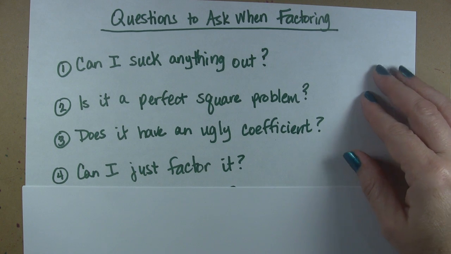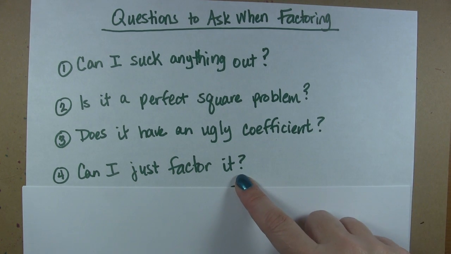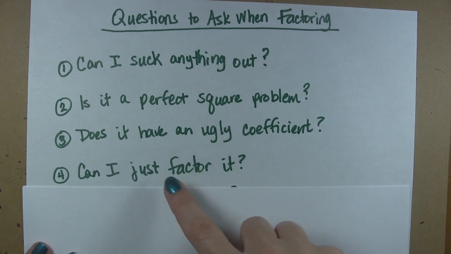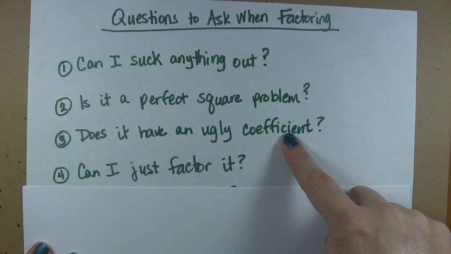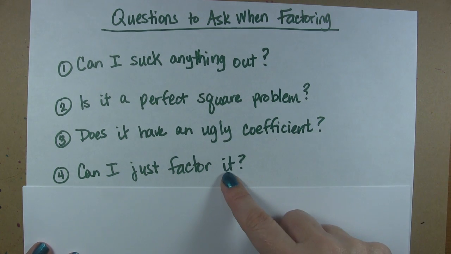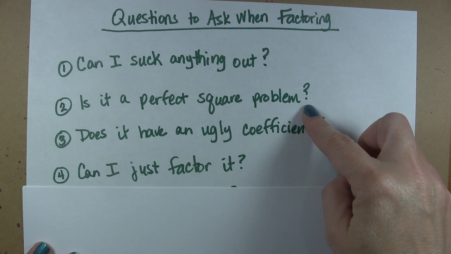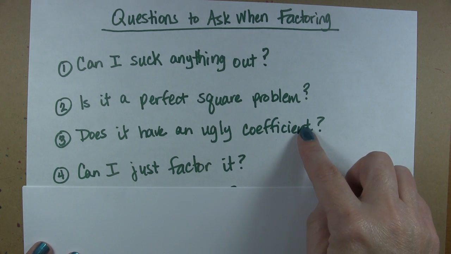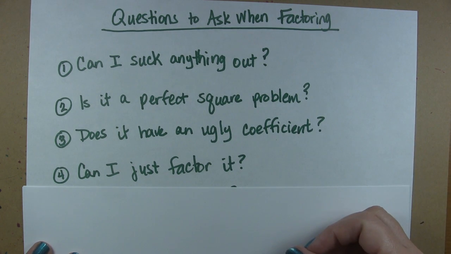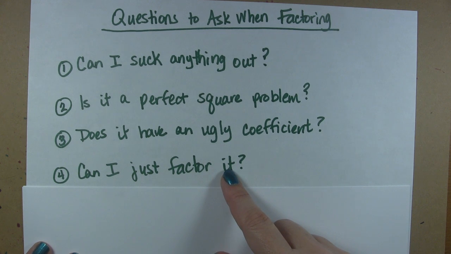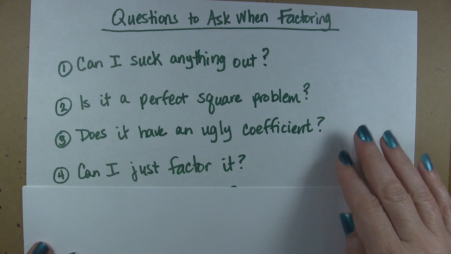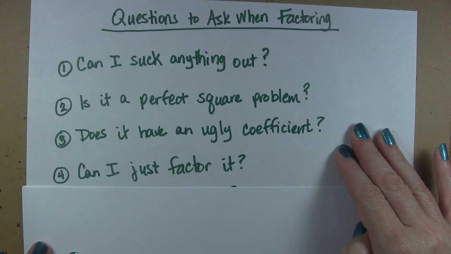The fourth question is, can I just factor it? You'll notice that I ask myself about all these hard situations before I consider the fact that, hey, maybe this is just an easy problem. But if I have already reduced it to lowest terms and I've determined that it's not a perfect square and I know it doesn't have an ugly coefficient, then I'm hoping that I can just factor the darn thing and be done with it. So that's the fourth step.